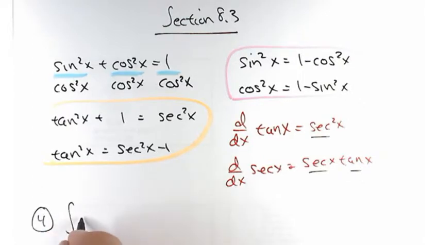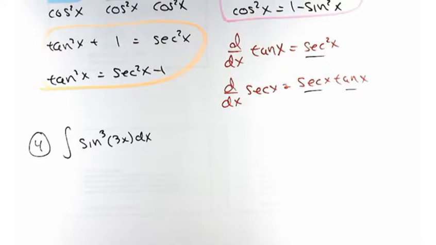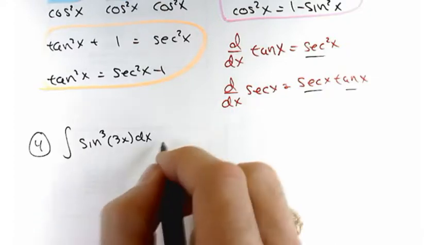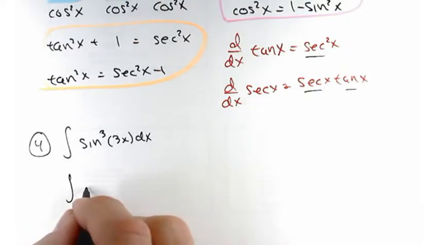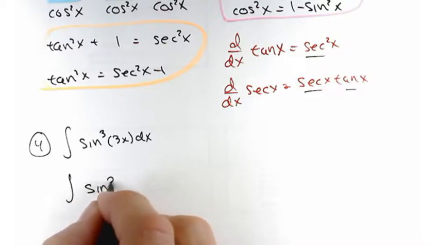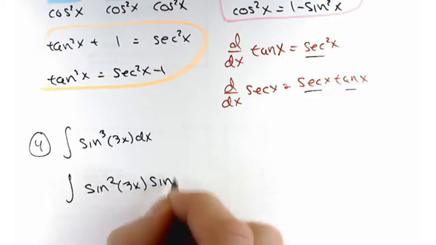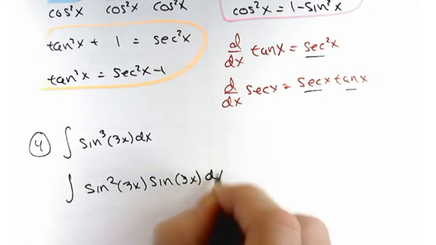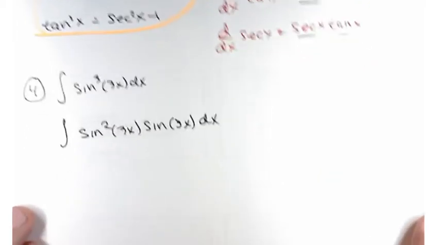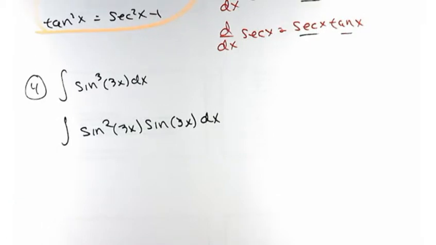The integral of sine cubed of 3x dx. Now the challenge you're going to face is to try and set up your integral so that you can make a u substitution. But to do that, you have to have a du term around someplace. So here's what I'll do. I'm going to manufacture my own du term. And I'll do that by rewriting this as sine squared of 3x times sine of 3x dx.